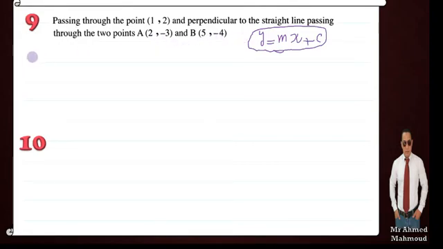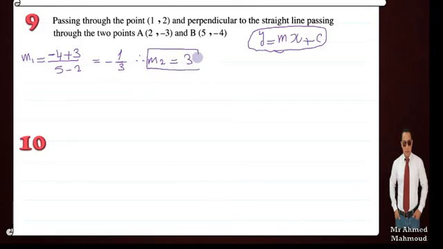So I will write m1 equals, from here, y2 minus y1 over x2 minus x1, which is negative 4 plus 3 over 5 minus 2, which is equal to negative 1 over 3. This is m1. Therefore, m2 equals, change the sign and upside down, it will be positive 3 because they are perpendicular.